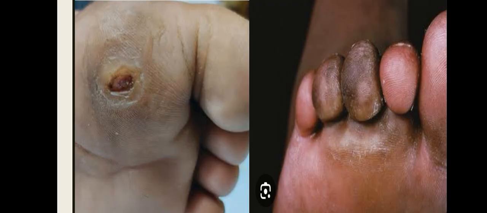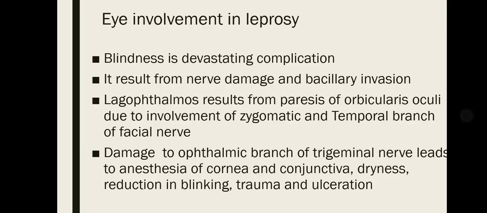This is an example of a lesion caused after nerve damage. Whenever the nerve is damaged, there is always anesthesia, dryness, and then ultimately the lesion is formed, which then becomes ulcerated. In the picture you can see the involvement of the foot area and the toes after the damage to the posterior tibial nerve.